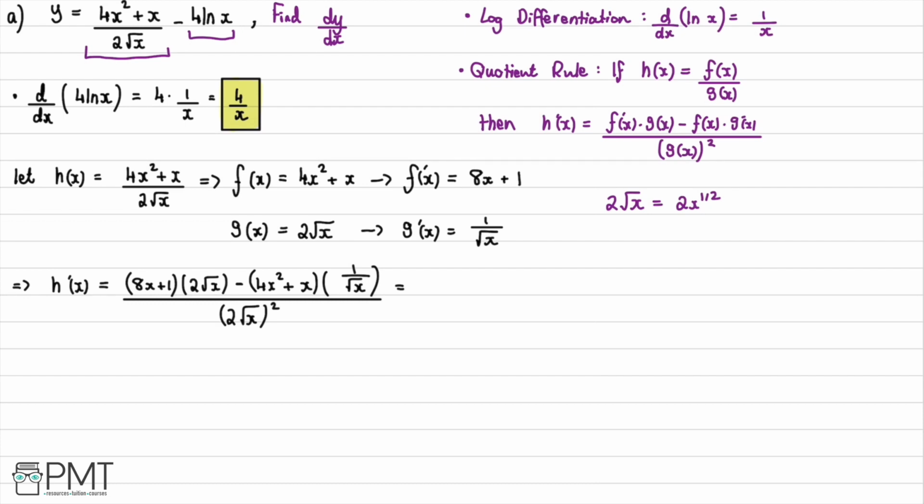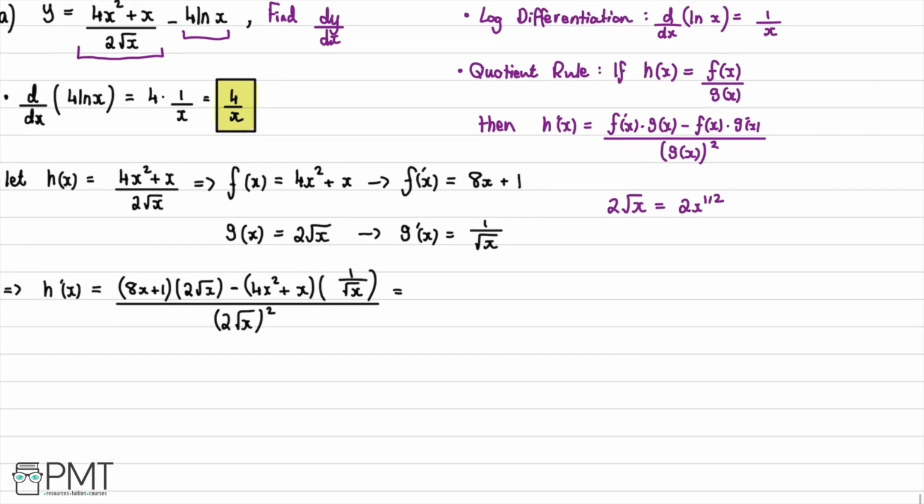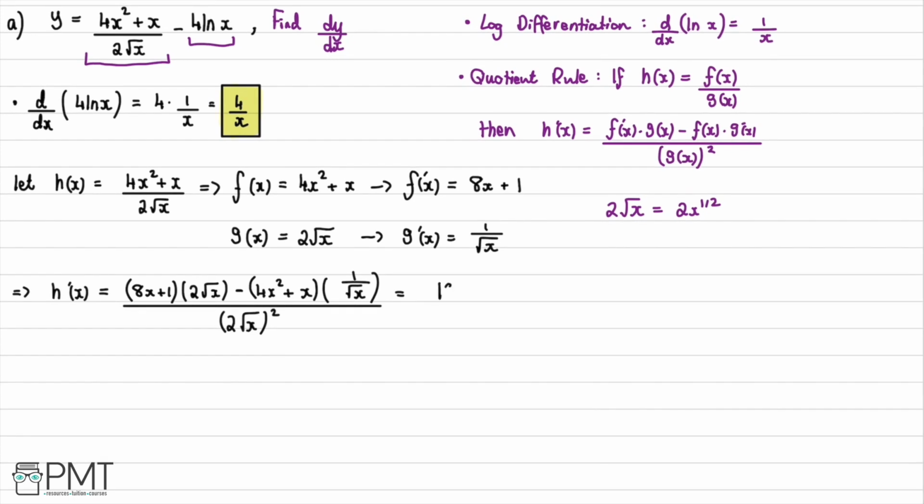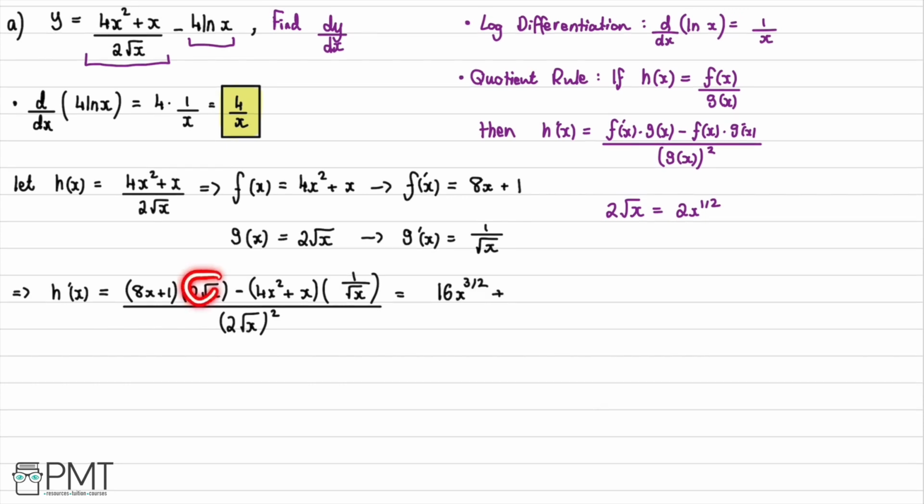So multiplying out that first bracket, we have 8x multiplied by 2 root x. That's going to be equal to 16x to the power of 3 over 2. Our next term is 2 root x multiplied by 1, and we're going to write root x as x to the power of a half, so that's 2x to the power of a half. It'll become clear why we write 3 over 2 and 1 over 2, as we'll see that things start to cancel out in a second.